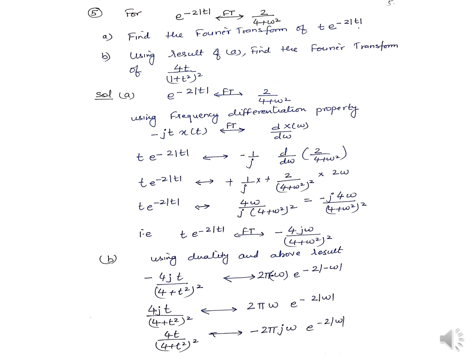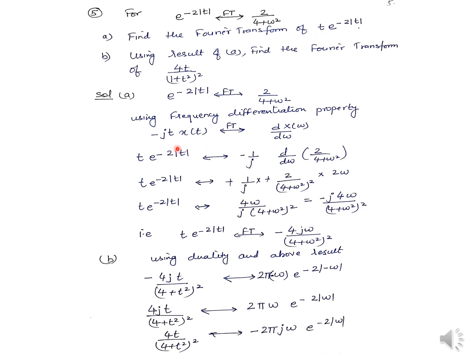Now if in the question it's given to you that the Fourier transform of e raised to the power minus 2 mod t is 4 upon 4 plus omega square, and you have to find the Fourier transform of t e raised to the power minus 2 mod t, then use the result of this one to find the Fourier transform of this. Whenever you have a multiplication of t square, t cube, you have to use a frequency differentiation property, which is not given in the properties of the Fourier transform. So I'm doing it here.